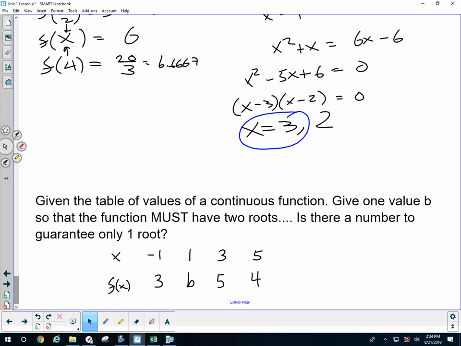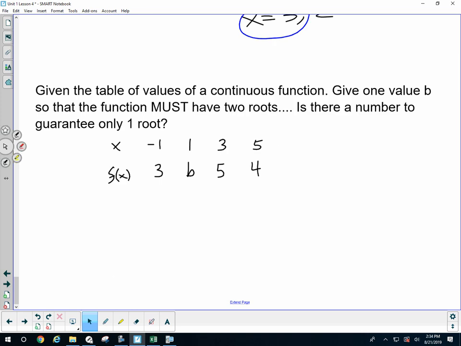Given the table of values of a continuous function, give one value b so that the function must have 2 roots. Is there a number to guarantee only 1 root? Okay. This is very, very important introduction to tables in this class. What you guys need to know is that points coming from tables don't tell you as much as you think.